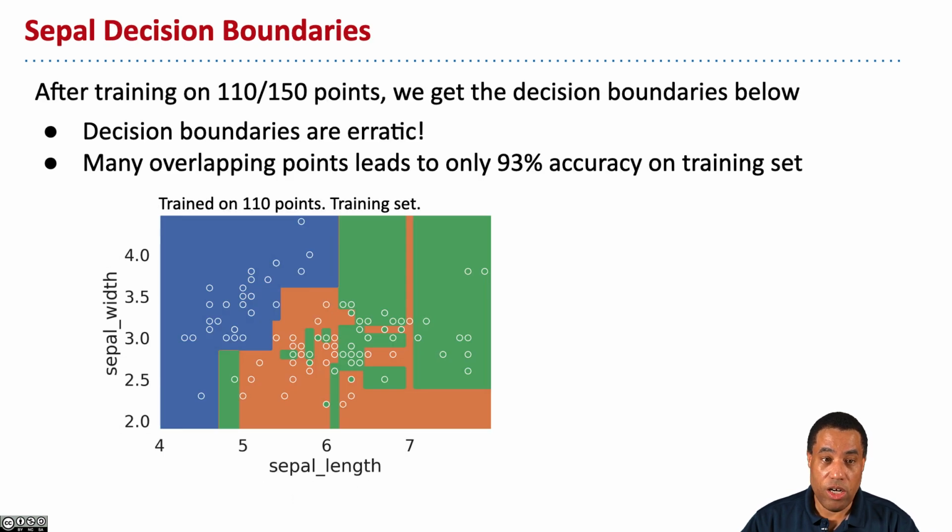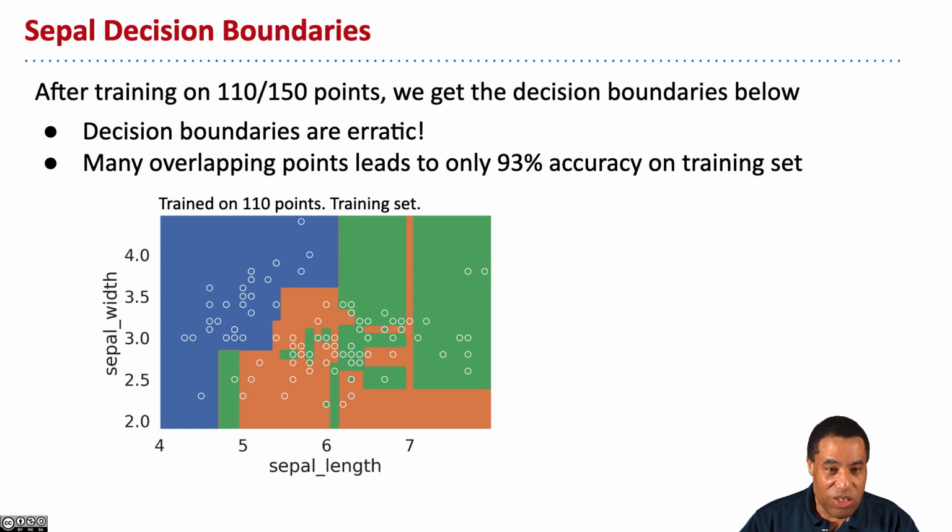So let's see what happens if we actually try to train a decision tree on this data. Well, when we train on 110 or 150 points, we're going to get decision boundaries that look like what we see below in this figure. And what you see is chaos. The decision boundaries are really erratic. The fact that there are lots of overlapping points means that we're only going to get 93% accuracy on the training set, and we know we're going to only do worse on the test set.